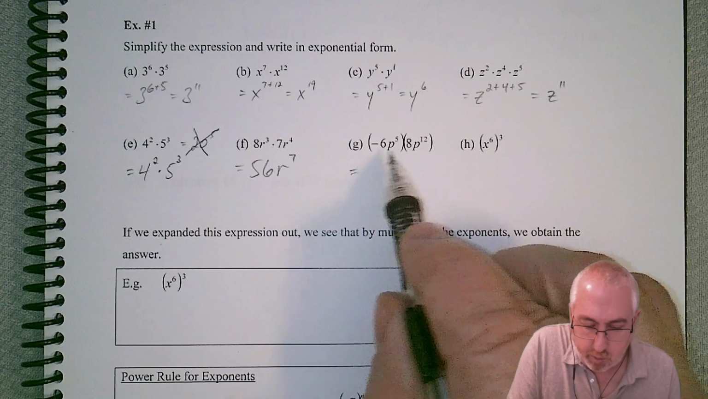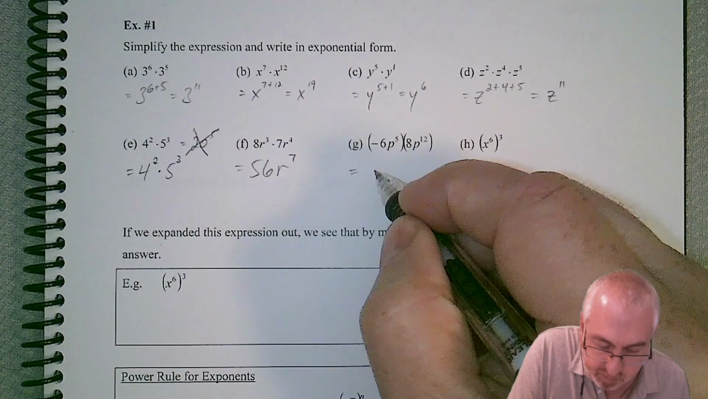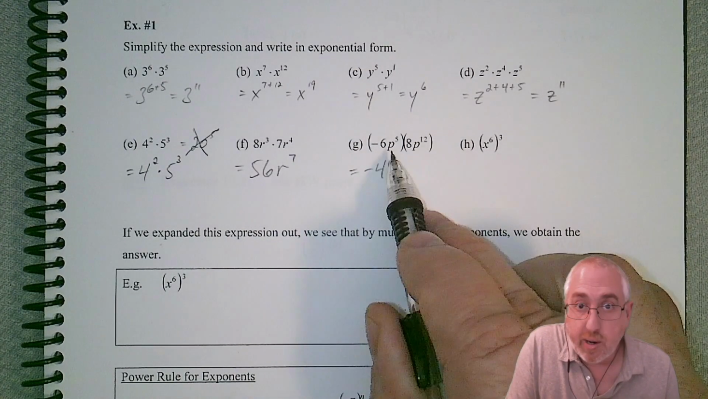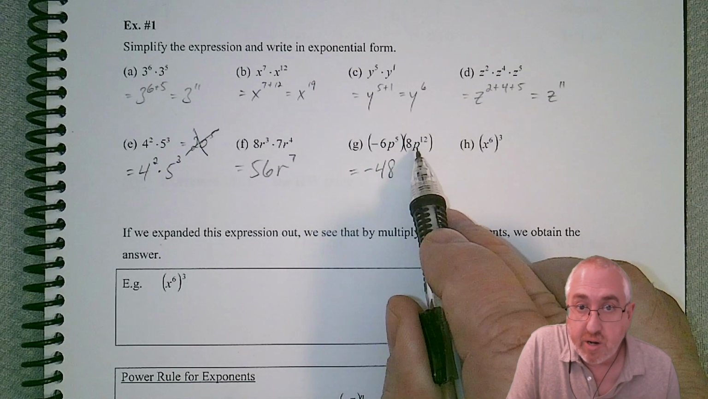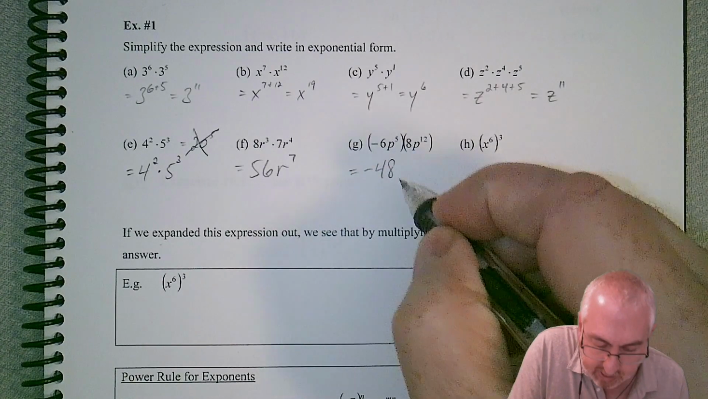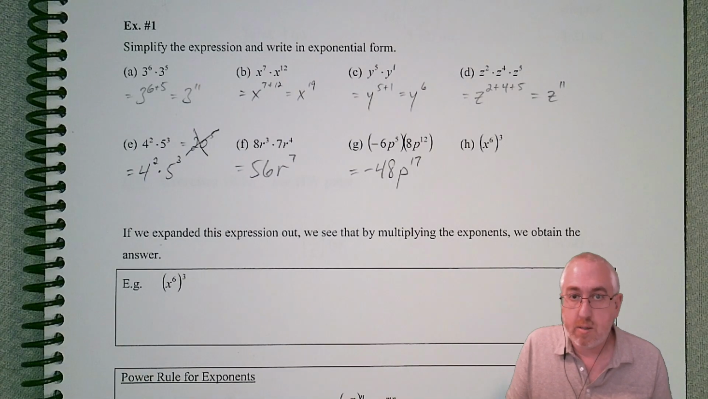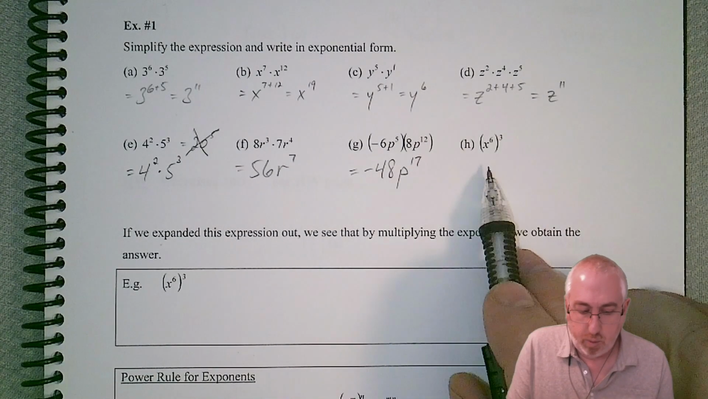Well, we can again combine our coefficients by multiplying. So -48, and now we got p to the 5th and p to the 12th. So if we add those exponents, we should get 17. And now what about this last one?